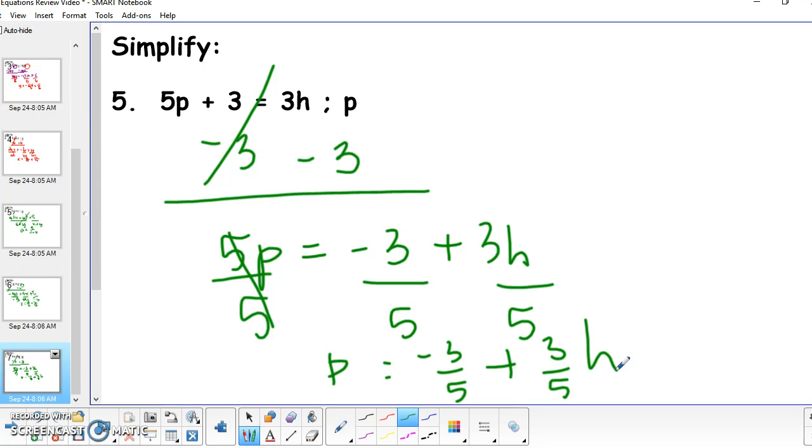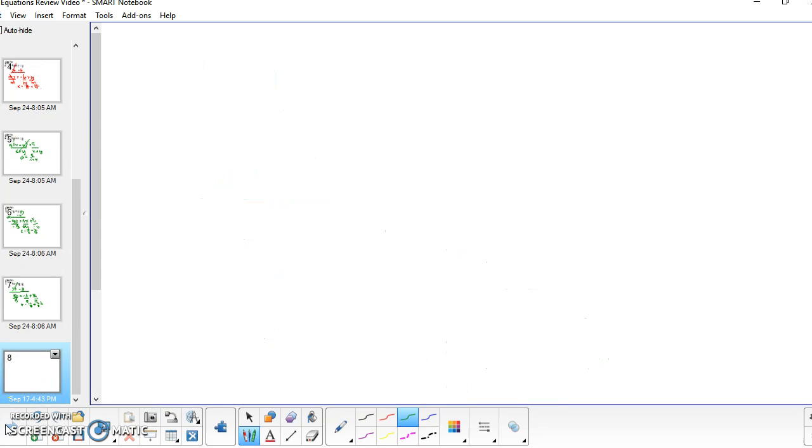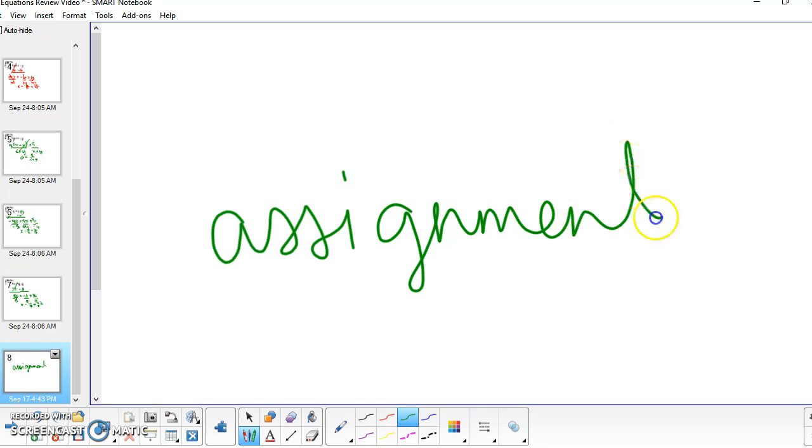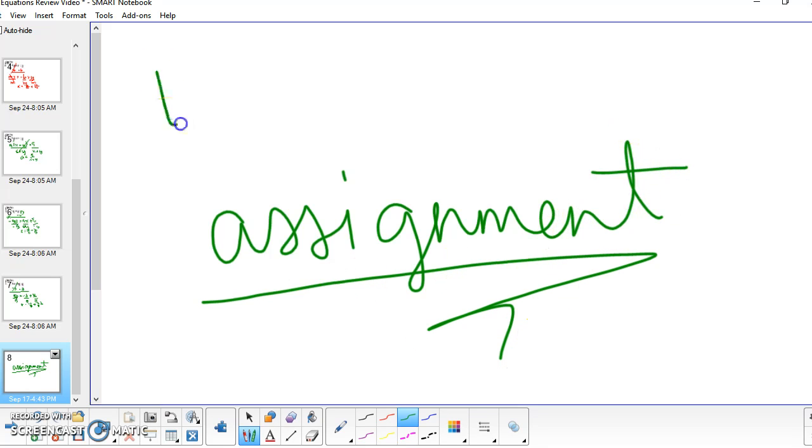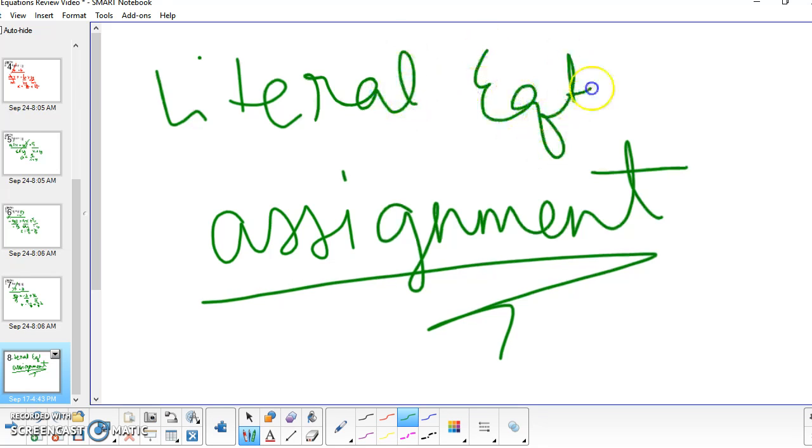This concludes the summary review on literal equations. At this time, you are going to complete an assignment where you will continue to review literal equations. Make notes if you need to so we can go over them together, but this should be a good, thorough example for you.